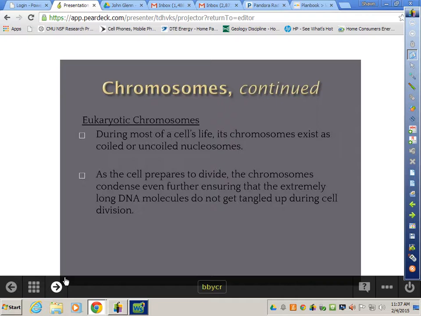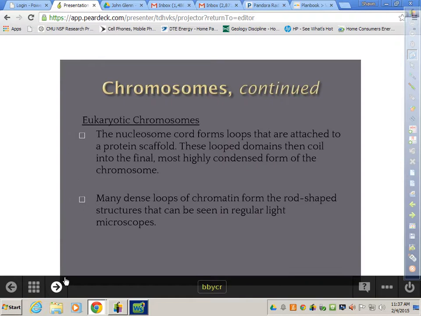So the nucleosome cord forms loops that are attached to a protein scaffold, and those loop domains then coil into the final, most highly condensed form of the chromosome. Now, many dense loops of chromatin form the rod-shaped structures that can be seen in a regular light microscope, and we will look at onion root tip cells going through mitosis probably next Tuesday, something like that, maybe Monday.